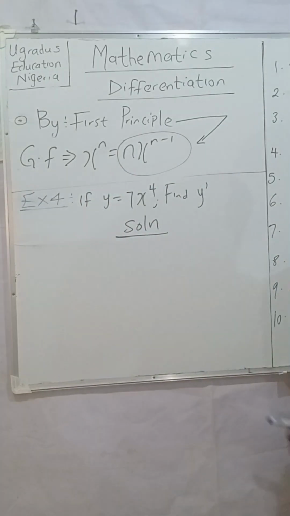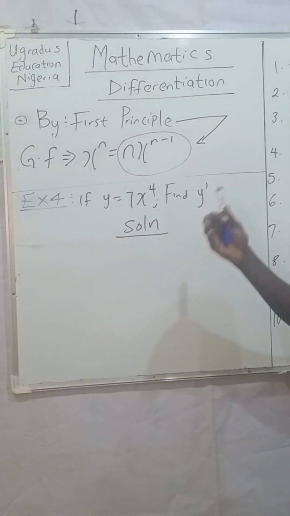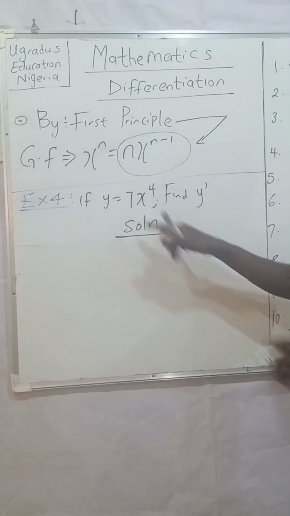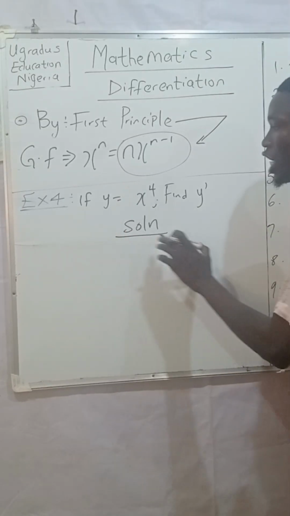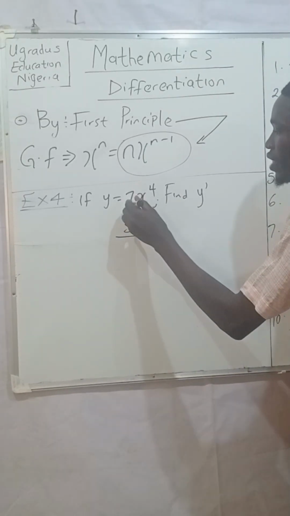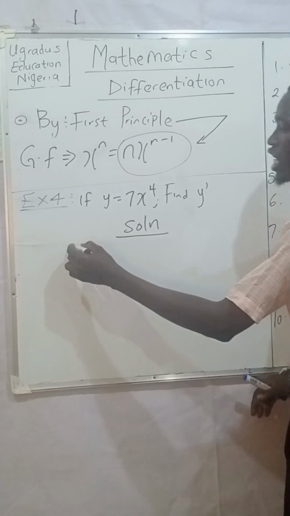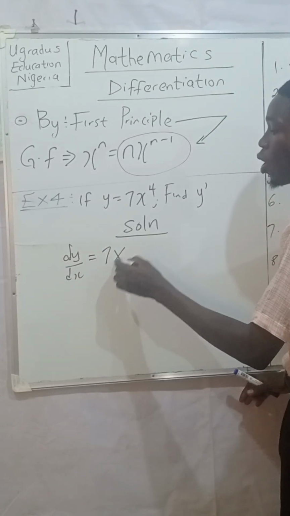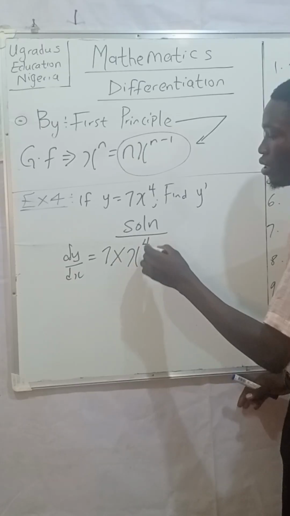Now you notice that if you check the other examples, example 1, 2, 3 that we have done, there is no coefficient from the question. Like this 7 is not there. It's just something like this. But now there's a coefficient already coming from the question. Very, very simple. To find dy dx, just separate the coefficient that is coming with the question from the polynomial.